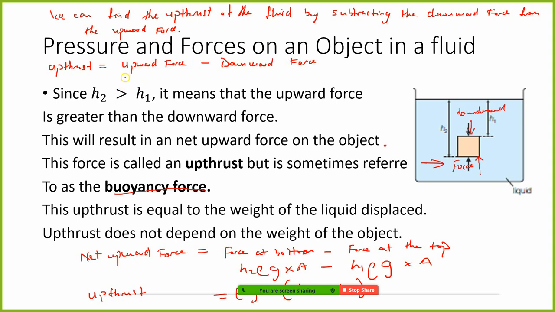And of course, we know what our upward force is. Our upward force is pressure times the area, which is H2 times density times gravity, times the area of the box. That's the pressure, so that's the overall force. We know that force is equal to pressure times area. As it relates to the downward force, that is the force acting at the top of the system, and the pressure related to that at the top is going to be H1 times density times gravity times the area.